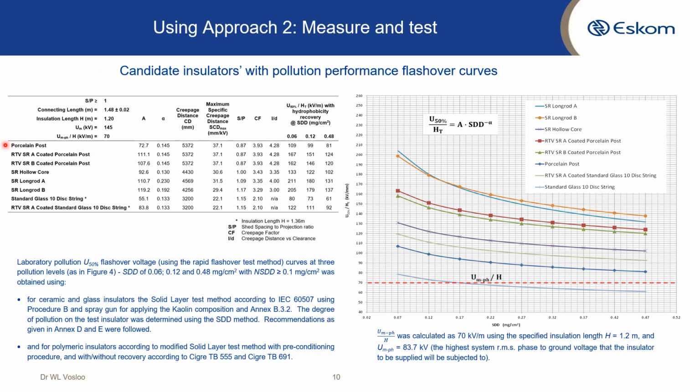So we've selected porcelain posts, and we've then coated this porcelain post with 2 manufacturers' coatings. We've got a hollow core insulator which we want to evaluate, and 2 silicone rubber long rod insulators from 2 suppliers. And then we could only fit a string of 10 glass discs into that connecting length. So we can have a standard one, and we can have one with a coating on it.